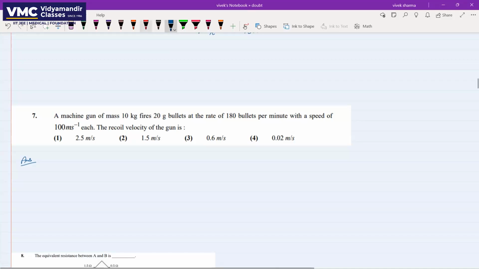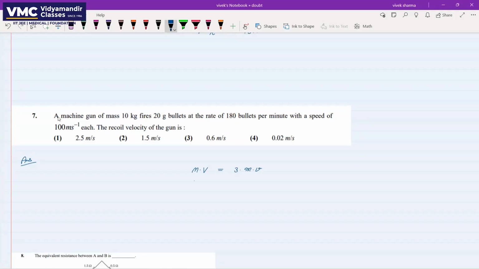So यहाँ पर इन्होंने जो किया है, क्योंकि 180 बुलेट्स पर मिनट फायर हो रहा है तो 1 सेकेंड में कितने बुलेट फायर हो जाएंगे, दैट इज 3. और देन दे हैव यूज्ड conservation of linear momentum, mass of the gun capital M, recoil velocity capital V, 3 bullets हम fire कर रहे हैं, 3 times of mass of bullet small m and velocity of bullet small v.